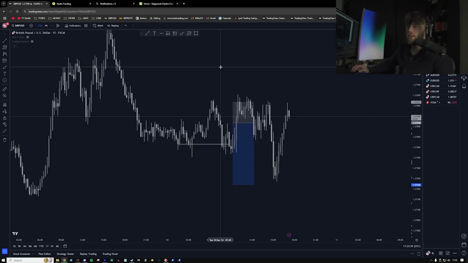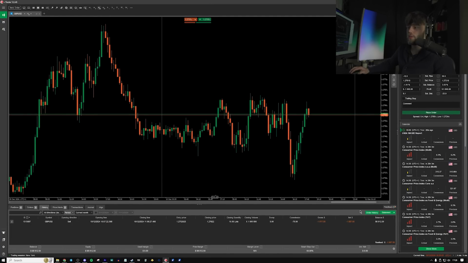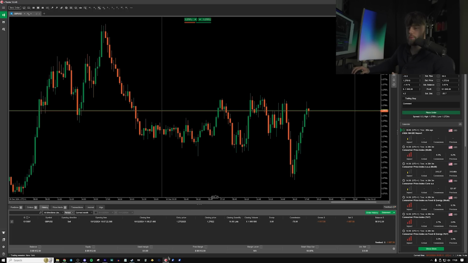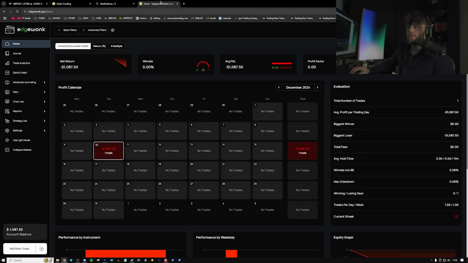So what I've done is on cTrader, I have exported the statement. Just like here, I export to Excel, and you have to make sure you have the right columns, and then you can create a statement. So I've done that, and I have imported it into Edgewonk. In Edgewonk here, you can see that I've created a new journal called Hydra Funding Challenge. For these live trading videos, you're going to see all the progress on this account.